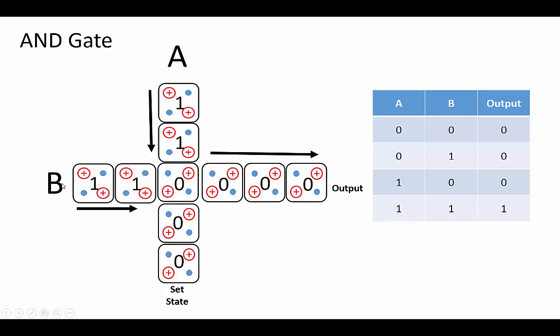If our B transitions to a 1, our output will change to a 1. So when A and B are both 1, our output will be a 1. Because again, the majority of A and B is pushing it to be a 1, even with our set state of 0 there, because majority wins again.